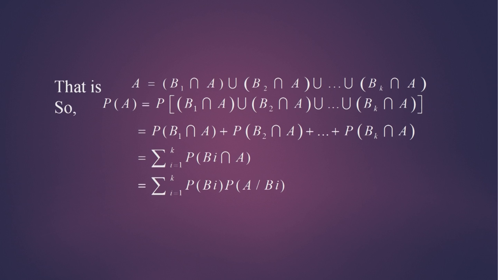So, this is nothing but the summation i equal to 1 to k of probability of Bi intersection A, and this probability can be written in this way: probability of Bi into probability of A given Bi. So, it can be written as the summation i equal to 1 to k probability of Bi into probability of A given Bi.